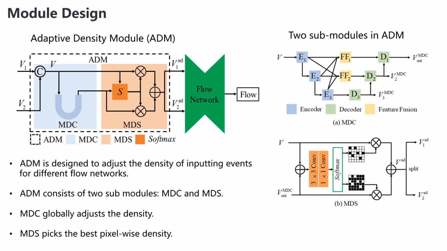We propose the ADM plugin to adjust the input density for different flow networks. It consists of two submodules, MDC and MDS. MDC globally adjusts the density of the input event representations from multi-scale features, and MDS picks the best pixel-wise density using selection weights via a softmax operation.